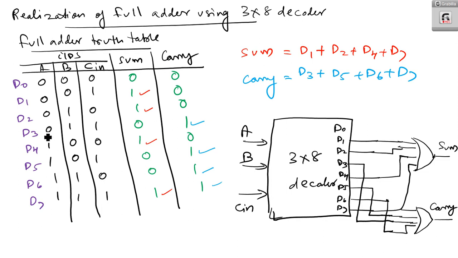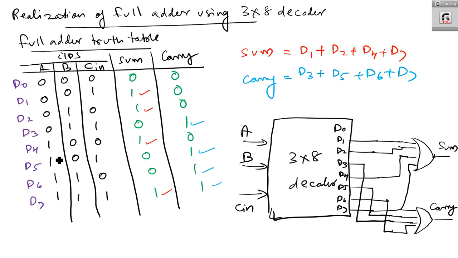In the case of the 3/8 decoder, if the input is 0 0 0, then the corresponding output D0 will be on. If it is 0 0 1, D1 will be on. 0 1 0, D2 will be on. Now taking that into the expression for sum, you will get sum as D1 or D2 or D4 or D7. Similarly carry, you will get as D3 or D5 or D6 or D7. So this is the basic realization of a full adder using a 3/8 decoder.